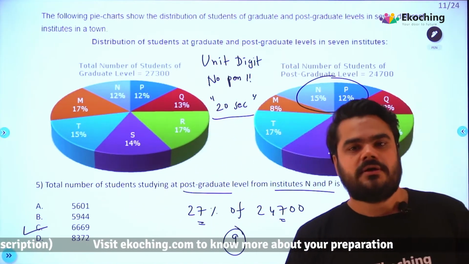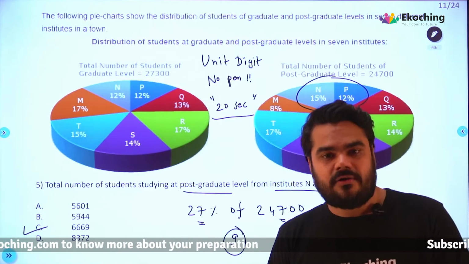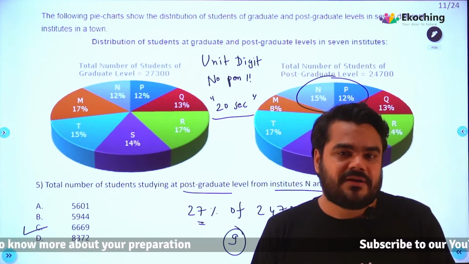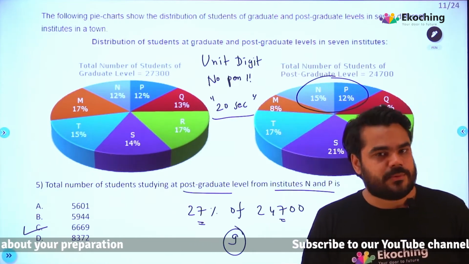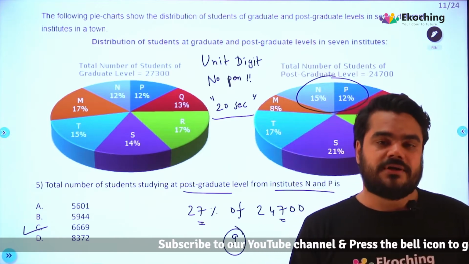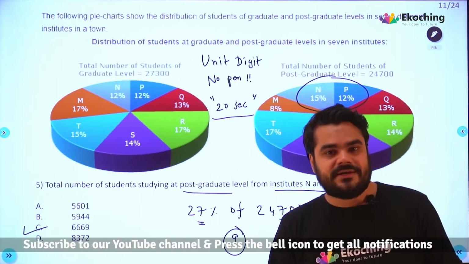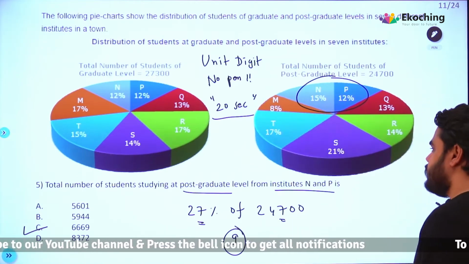How fast you are able to first identify whether this method will apply here, and if it is identified, then implement it. Once implemented, how much time does it take? 20 seconds, 15 seconds, 10 seconds. It may be that some of you might have solved it in 5 seconds. It's entirely possible, and that is where it creates magic. So that was question 5. Let's move on.